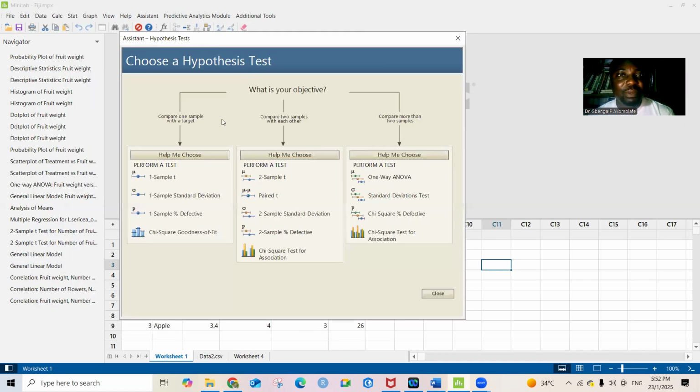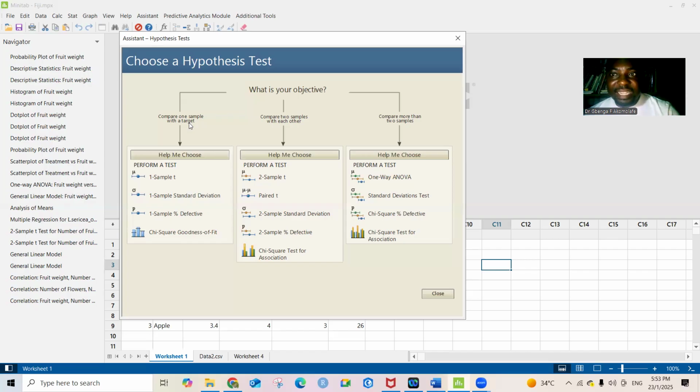Now, Minitab is able to give us three different types of objectives that probably you may have in a research study, okay? The first one says, if you want to compare one sample with a target, that means your study is about just one population, one sample, and you want to compare the sample with a particular target. With a target means like with a particular standard. Maybe you're working on a particular chemical, and you're trying to test the effect of the chemical on something. And then you want to compare the result of what you have gotten in your research with the standard.